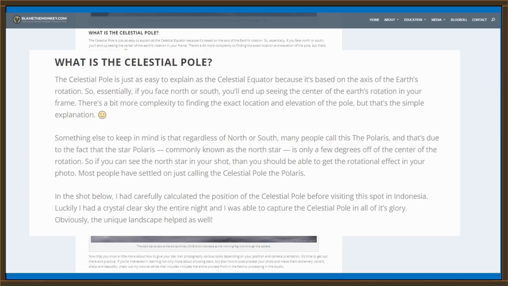So let's continue. In the shot below, I had carefully calculated the position of the celestial pole before visiting this spot in Indonesia. Luckily, I had a crystal clear sky the entire night, and I was able to capture the celestial pole in all its glory. Obviously, the unique landscape helped as well.